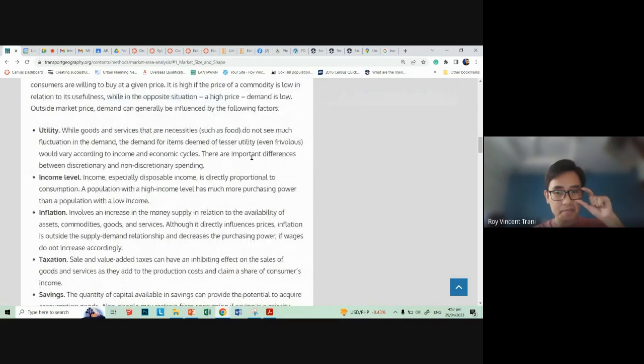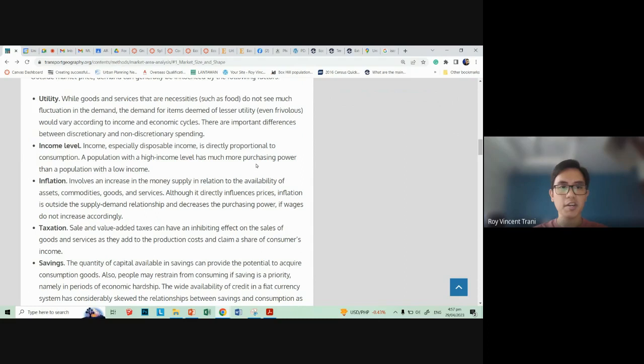So utility. While goods and services that are necessities, such as food, do not see much fluctuation in demand, the demand for items deemed of lesser utility, even frivolous, would vary according to income and economic cycles. So there are important differences between discretionary and non-discretionary spending. Utility items tend to have the same price. However, non-utility items, like frivolous items, would vary depending on income and economic cycles.